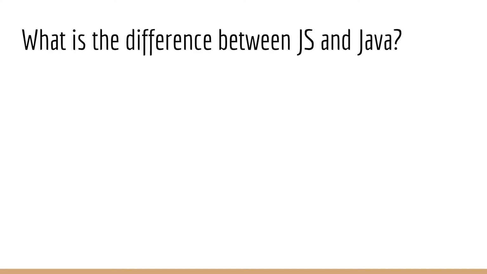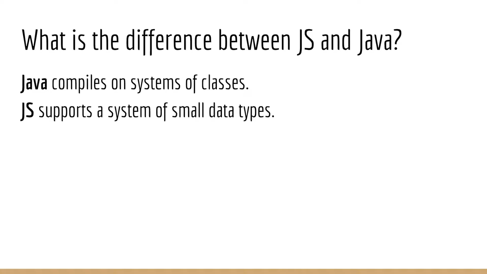Now, let's clear up a very common question. What is the difference between JavaScript and Java? Well, for one, they're two completely different languages. Now, we can get down to the nitty-gritty and unpack the computer science differences. For example, Java compiles on a system of classes, while JavaScript supports a system based on small data types representing numerics, strings, true and false values, and the core of objects.